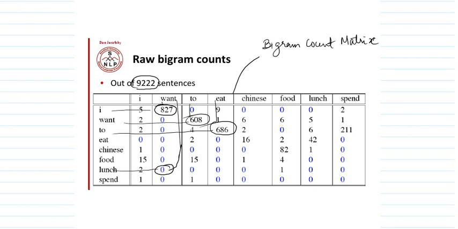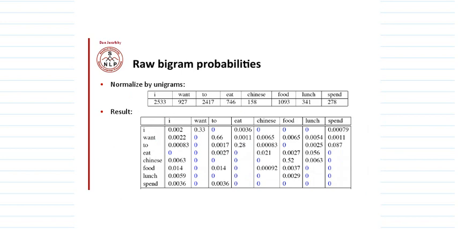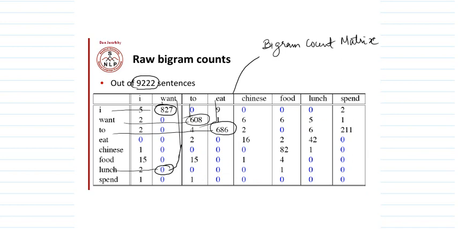This matrix is called the bigram count matrix. Similarly, we can draw a bigram probability matrix by just dividing the terms with their respective unigrams. So if we divide these terms: I want, I to, I eat, I Chinese, I spend.